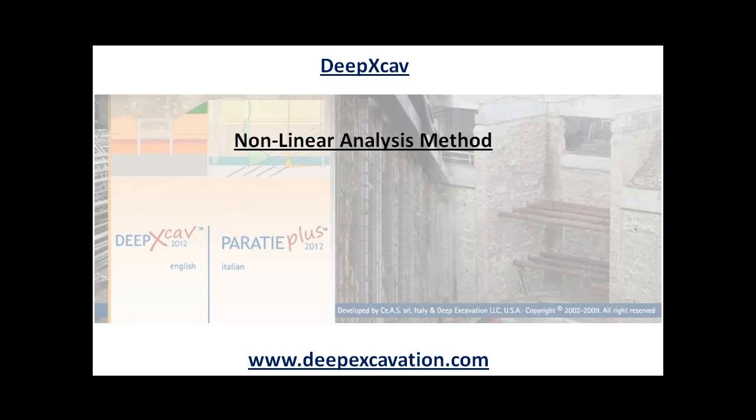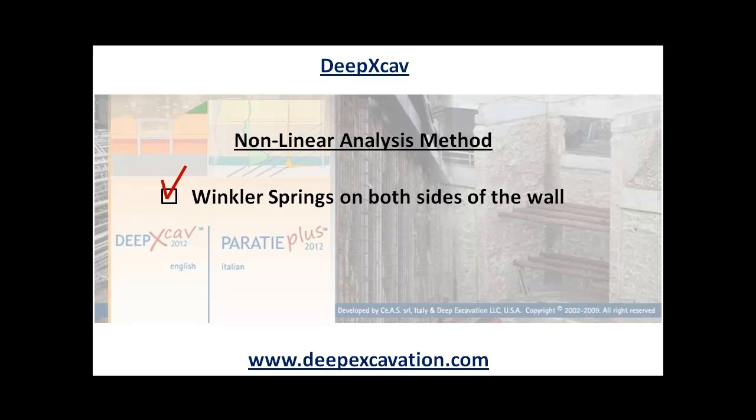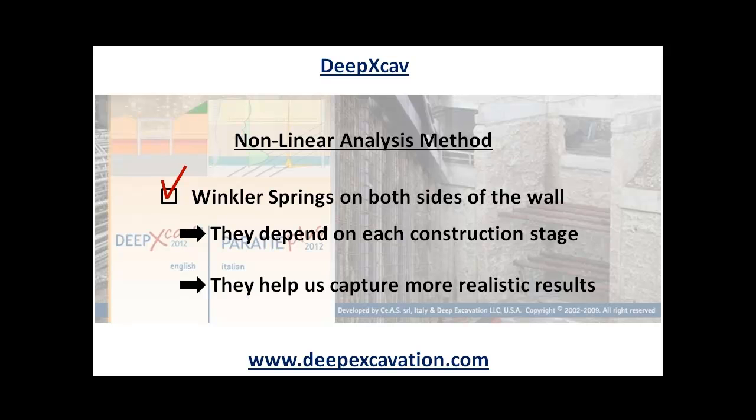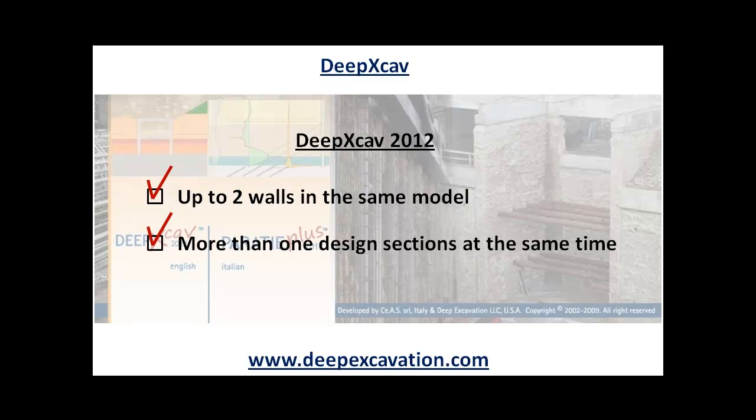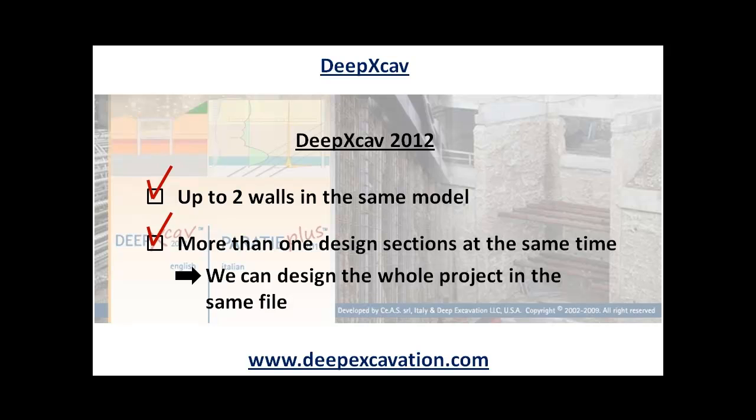In the nonlinear analysis, we use Winkler springs on both sides of the wall. The Winkler springs depend on each construction stage and help us capture more realistic results. DeepXcav offers us the ability to have up to 2 walls in the same model, and in addition we can have as many design sections as we want at the same time. Having more than one design section can help us analyze the whole project in the same file.